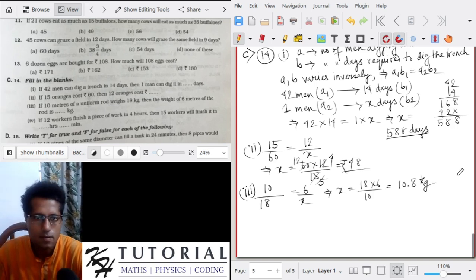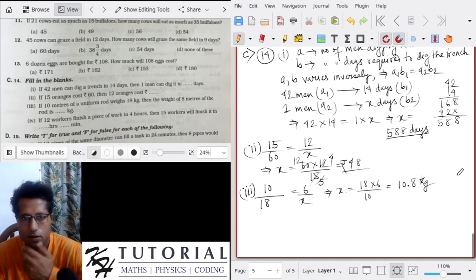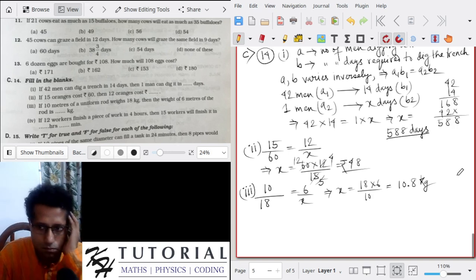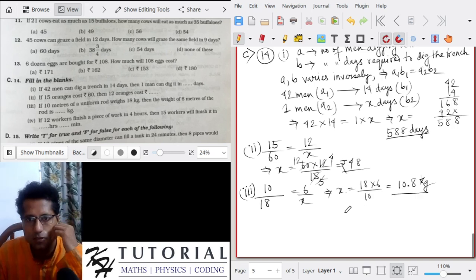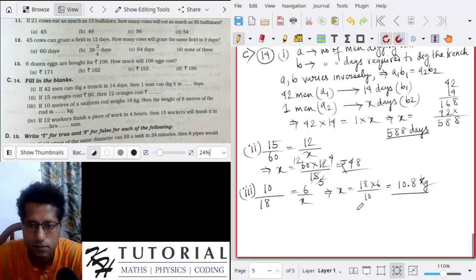So 6 meters of the rod will weigh 10.8 kg, which is less than 18 kg, because 18 kg was the weight of 10 meters of the rod. So the answer is 6 meters of the rod will weigh 10.8 kg. The answer is 10.8 kg.